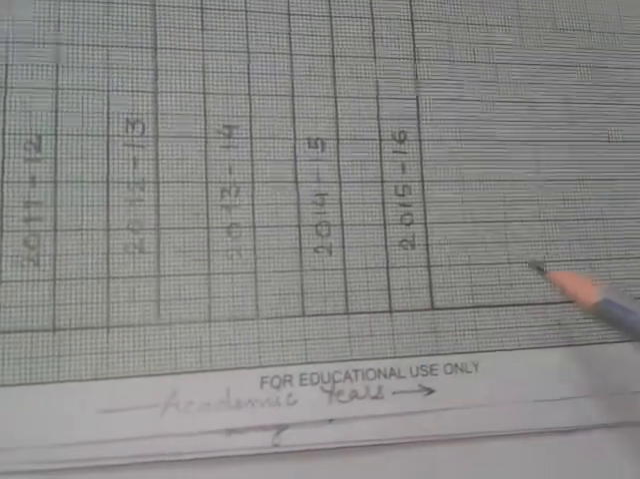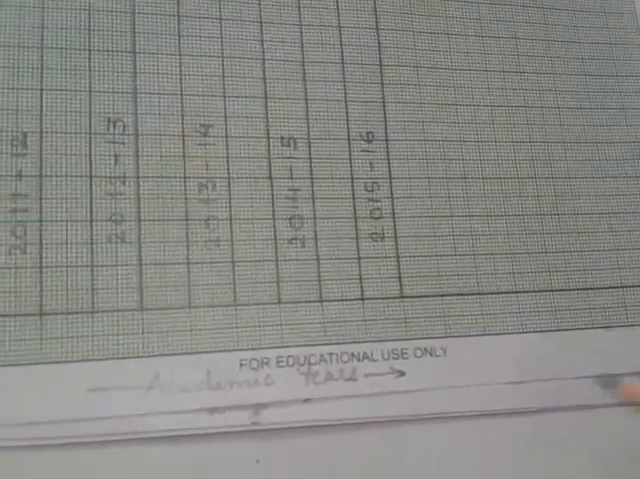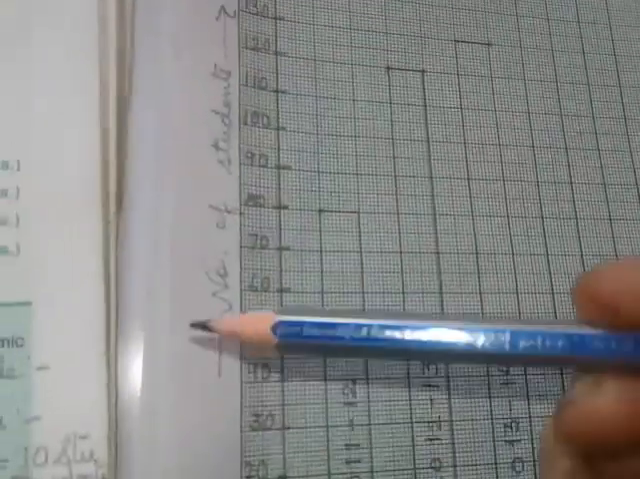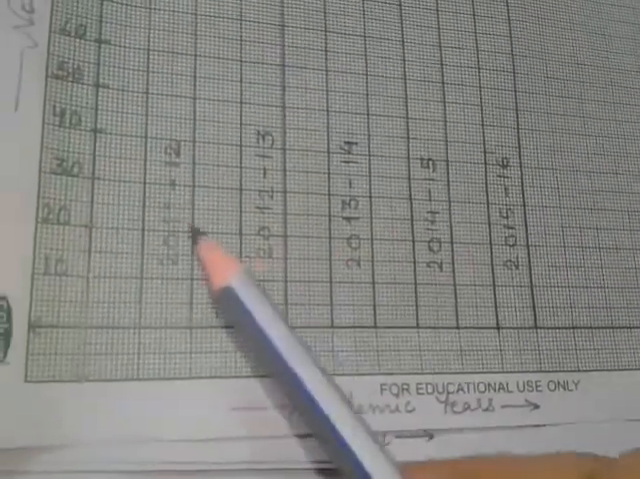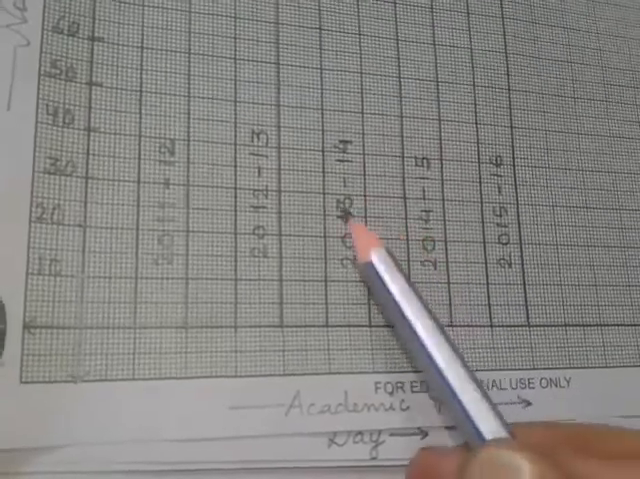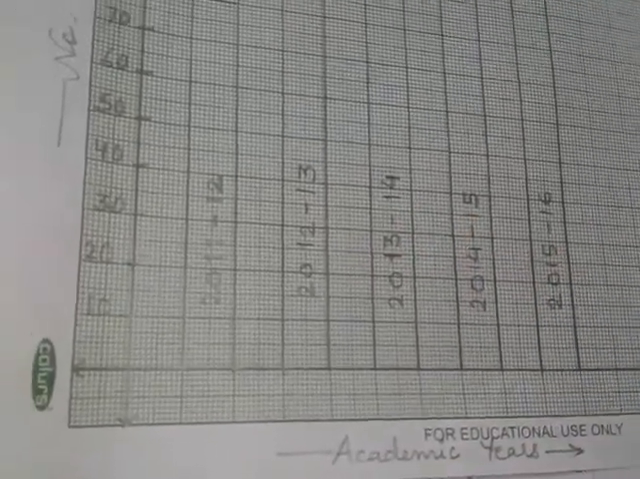Here you can see where I have drawn the line, this is the y-axis, and here this is the x-axis. Always see x is academic year. So for the x-axis I have written academic year, and the y-axis shows number of students. Here it shows years, 2011-12, 12-13, 13-14, 14-15, 15-16.